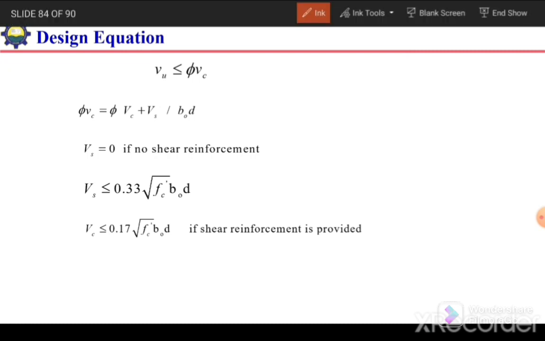Okay, next is the design equation. The basic design equation is that the applied shear force or shear stress should be less than the resistive shear stress or the design shear capacity of the slab. In the case of applied shear force or shear stress, we have direct shear plus indirect shear. In the case of resistive shear or design capacity of the slab, we have the shear strength provided by the concrete and the shear strength provided by the steel, if we have steel reinforcement to resist the shear.